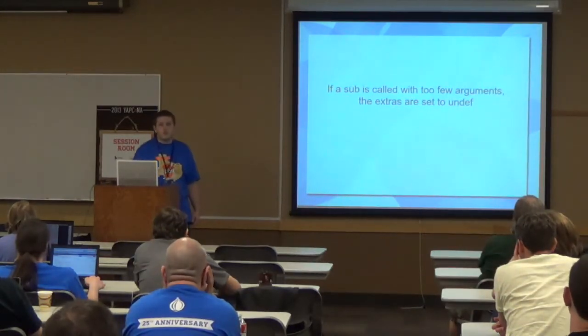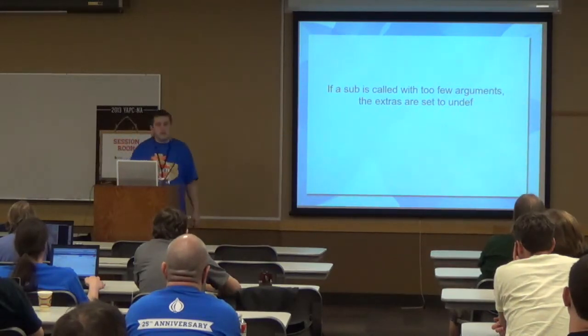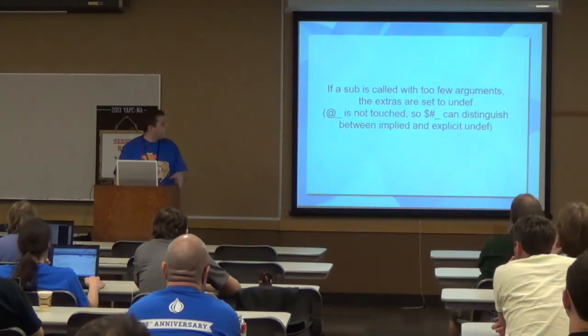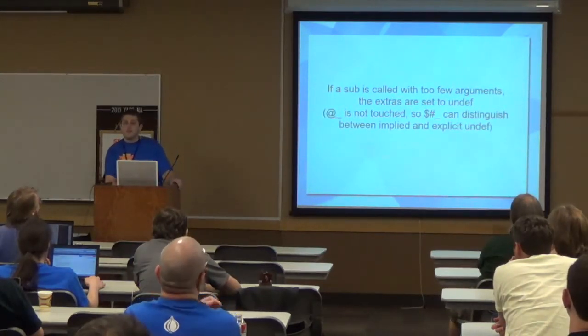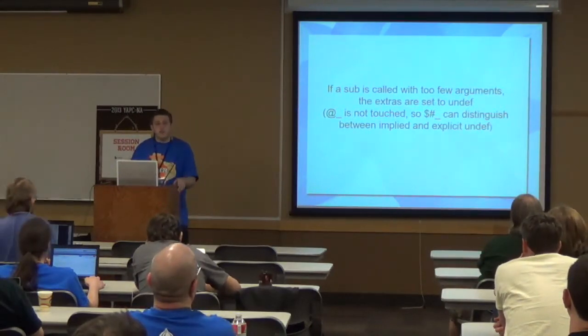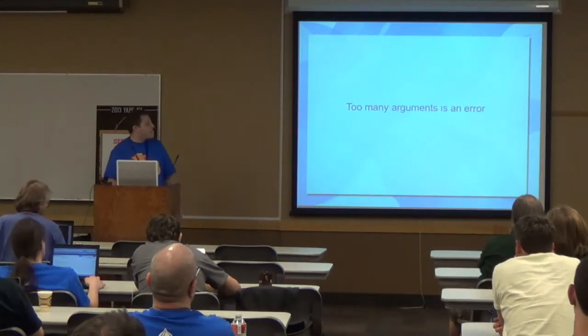So as far as defaults, if we call it with too few arguments, set it to undef. @_ is not touched, so we can still check to see if too few were passed. It just seems like the Perlish thing to do for me. We don't force it unless they want it to be forced. Too many arguments is an error.